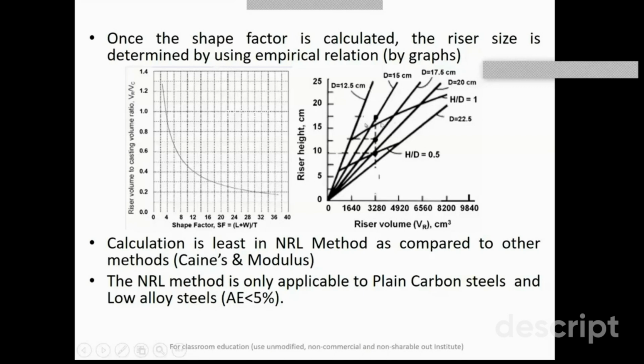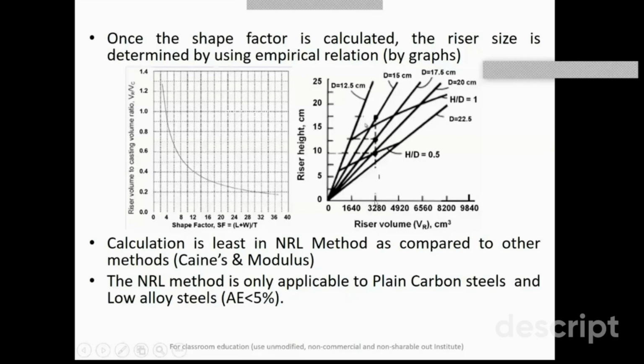And they have also drawn two curves, of H by D ratio equals to 1 and H by D ratio equals to 0.5. How does this H by D equals to 1 come? I told you that it is related to the optimal size of the riser. If you minimize the surface area of the side riser, then you can obtain the value of H by D equals to 1. And here also, in case of the top riser, this H by D ratio will be 0.5 from the minimization of the surface area.